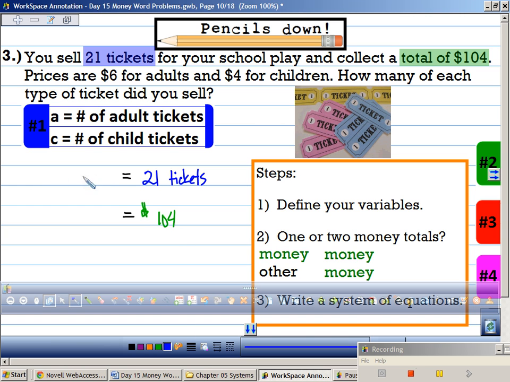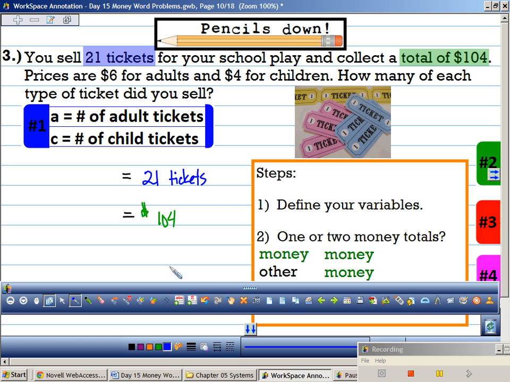So is this going to be money here? No, this is other, right? This one's going to be money. This one's going to be other. So what are we talking about when we talk about tickets? What type of tickets do we have to sell? Let's go back and look.